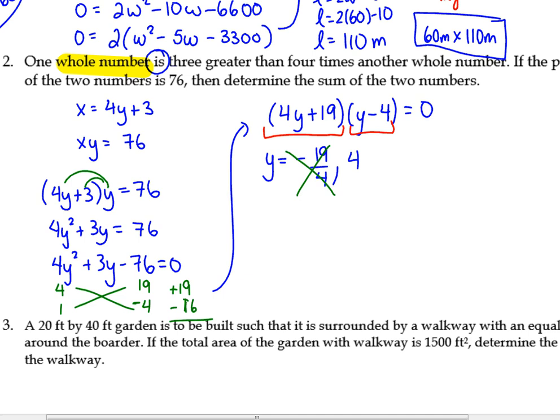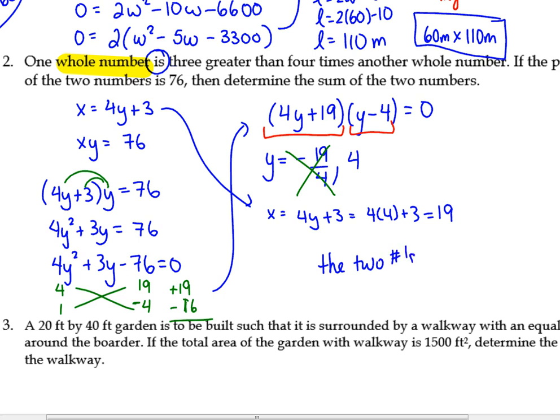So if y is 4, what's x? How do I find x now? Sub it in. So x is equal to 4 times y plus 3, which gives you 16 plus 3 is 19. So the two numbers are 4 and 19. Okay? Good. You could do that on a test. You okay?